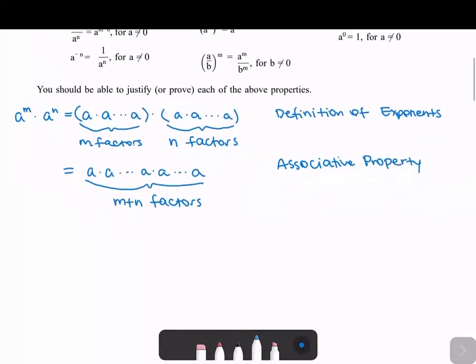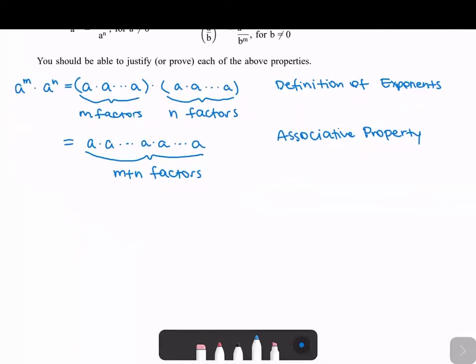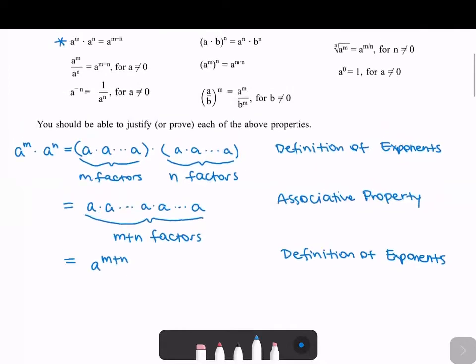Okay, and then lastly, this now is just m plus n times that we multiply a together. So by definition, that's just a to the m plus n. So this last one is again the definition of exponents. Okay, so this is how you do that first property. We use the definition of exponents, the associative property of multiplication, and the definition of exponents again.